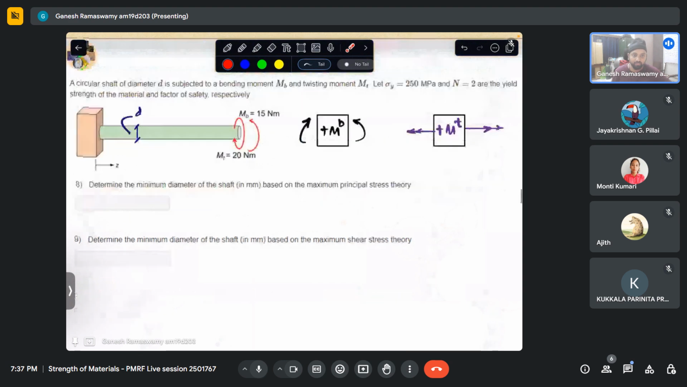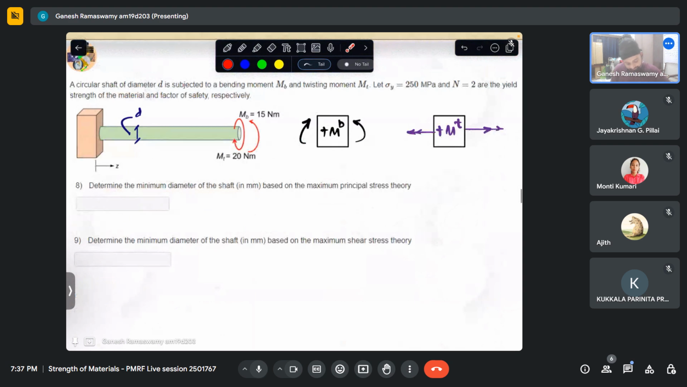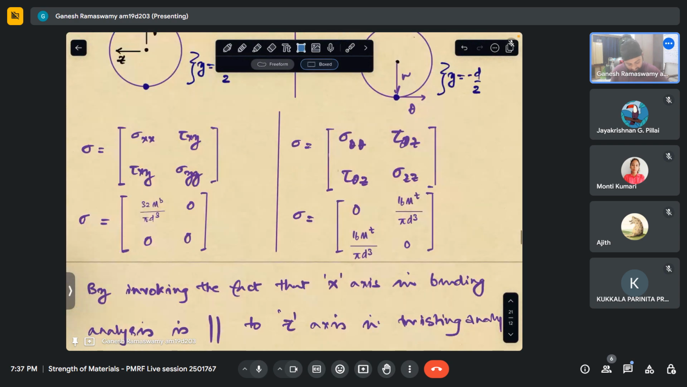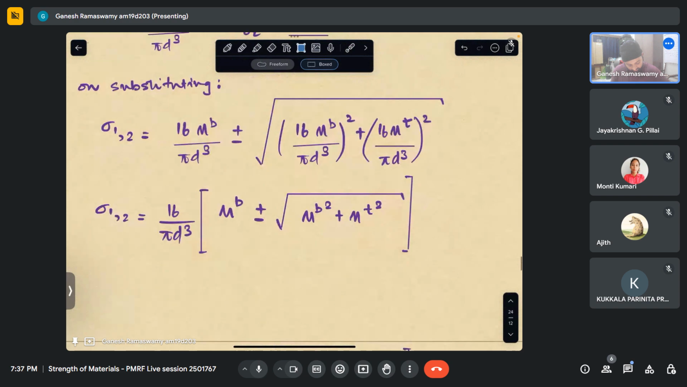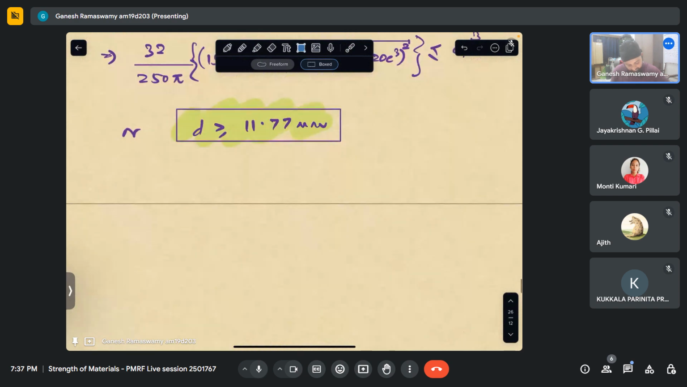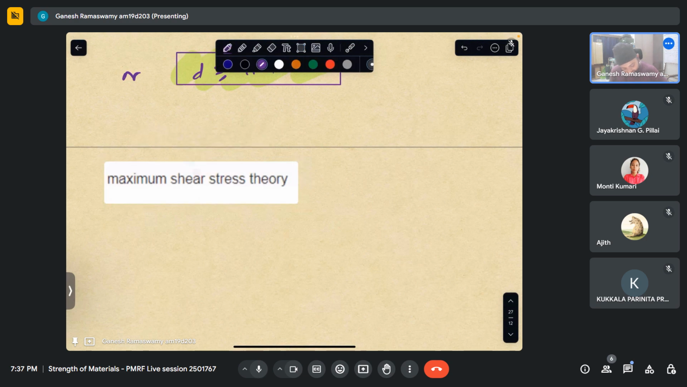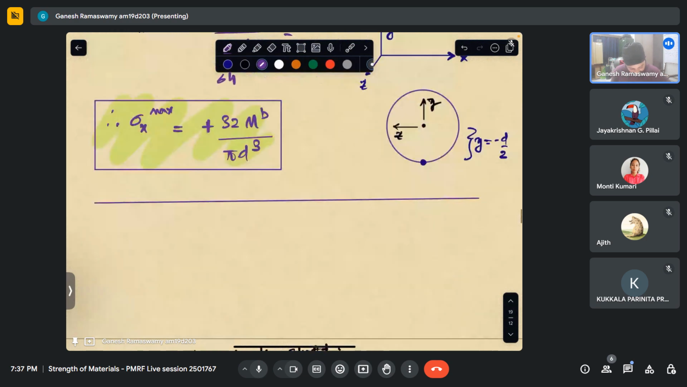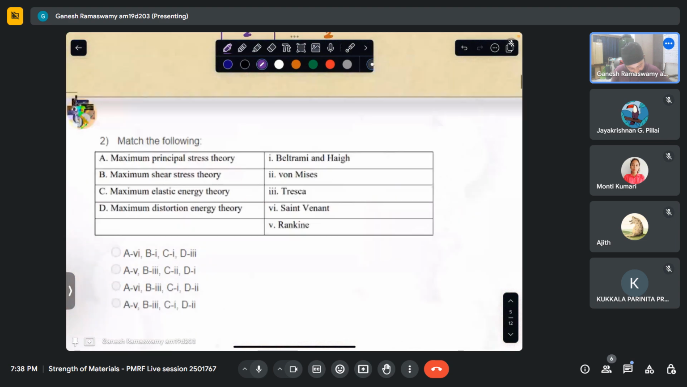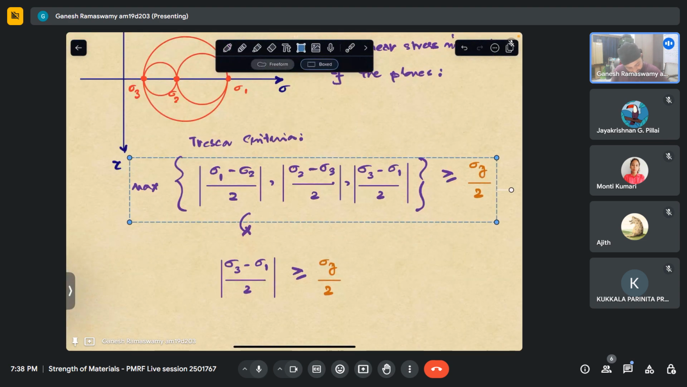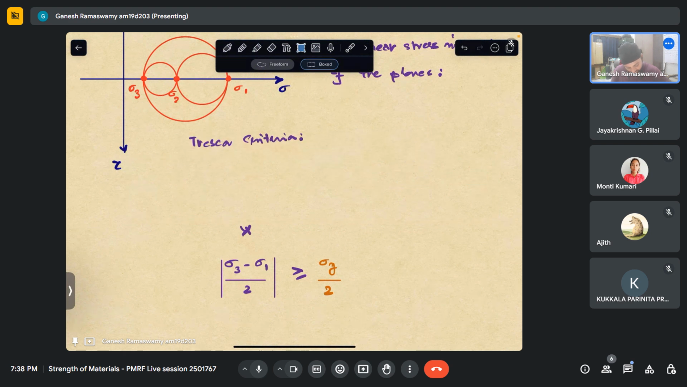So let us go ahead and do the same with the maximum shear stress theory also. For the maximum shear stress theory, what is the condition? We had written it somewhere. I'll take it from there in the interest of time. For the maximum shear stress theory, copy. This was our condition.